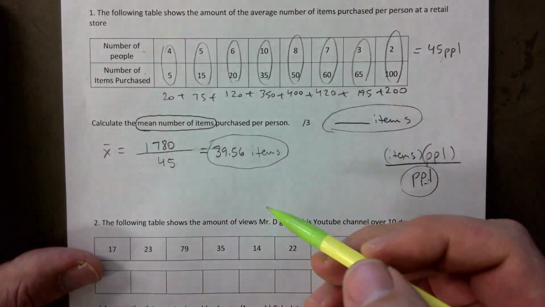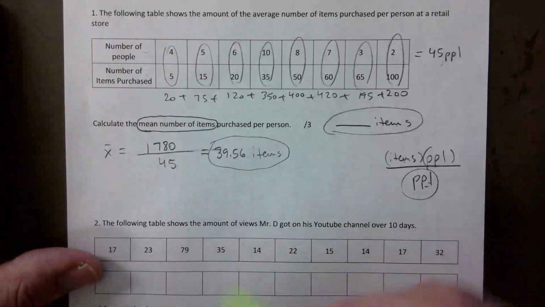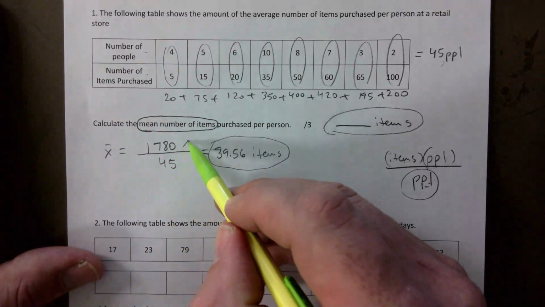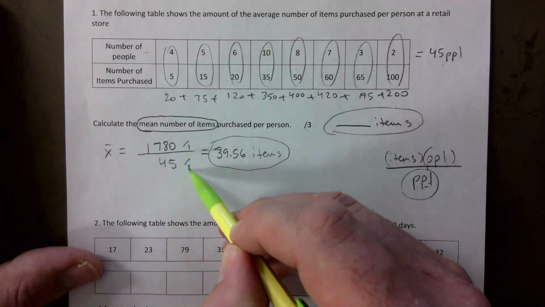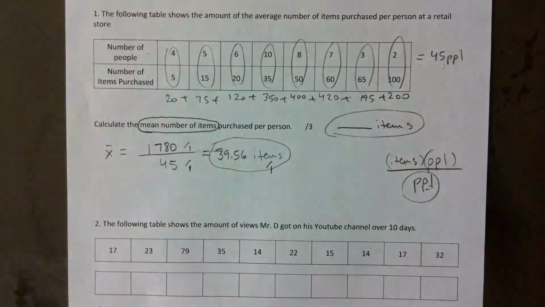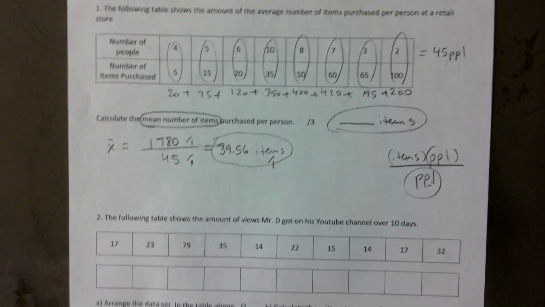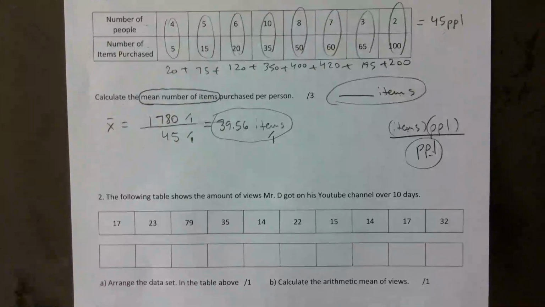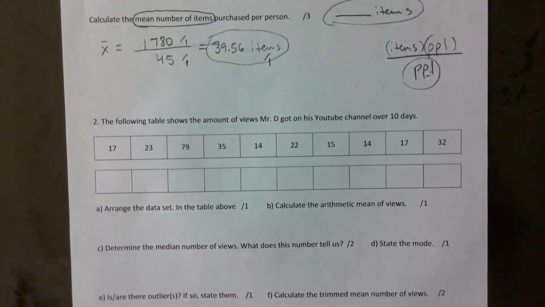Okay, so this is how I'm going to grade you today. I'm going to give you 1 here, 1 there, and then 1 for your final answer with the units. So if your units are missing, it's 2.5. And that's how I'll do it today, but normally those are worth 2 marks.